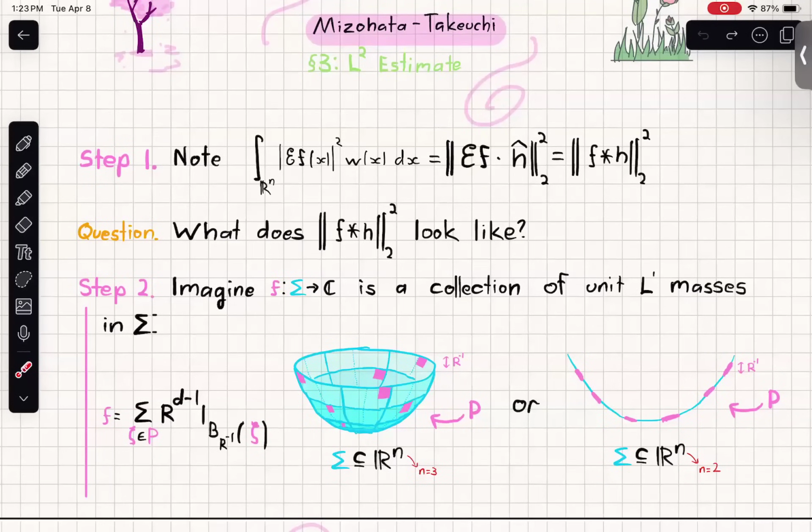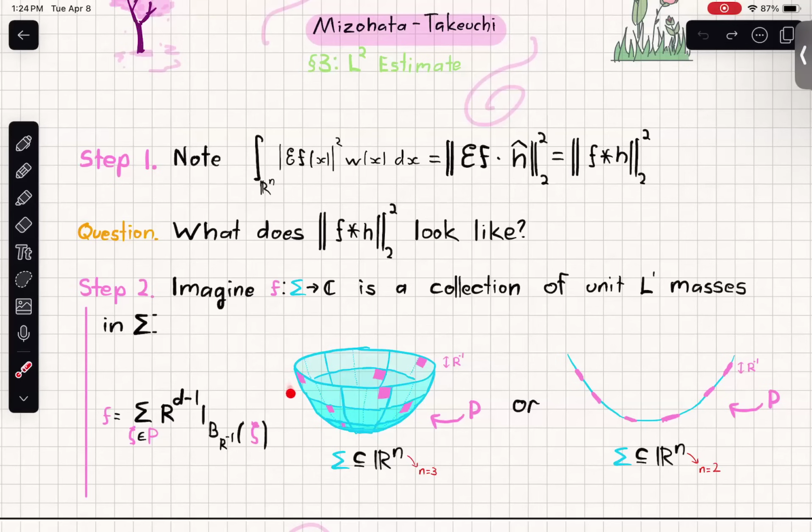We can again imagine that F is given as a collection of unit L1 masses. This is just a convenient normalization to be dealing with. Just imagine that everything is a collection of L1 masses. H is a collection of unit L1 masses, and F is a collection of unit L1 masses. And this will make it easy to deal with convolutions.